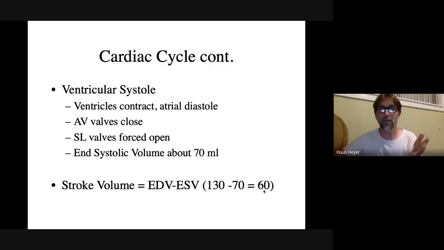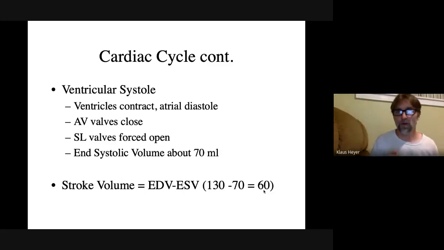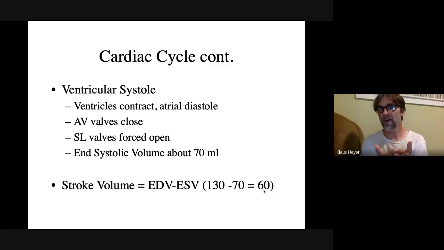So I put stroke volume in here. I put it as part of ventricular systole. Your book treats it separately, but I'm just trying to... So, in short, ventricles contract, atria are relaxed, the AV valves are closed, and the blood gets forced out of the heart. Whatever blood's remaining is called end systolic volume.